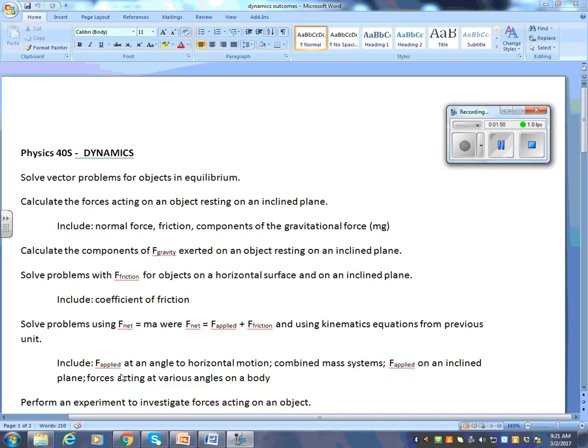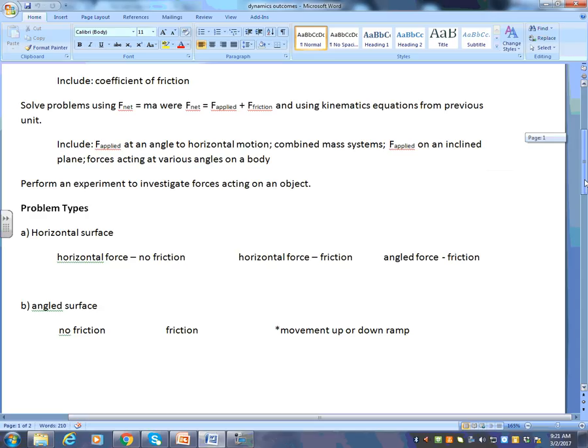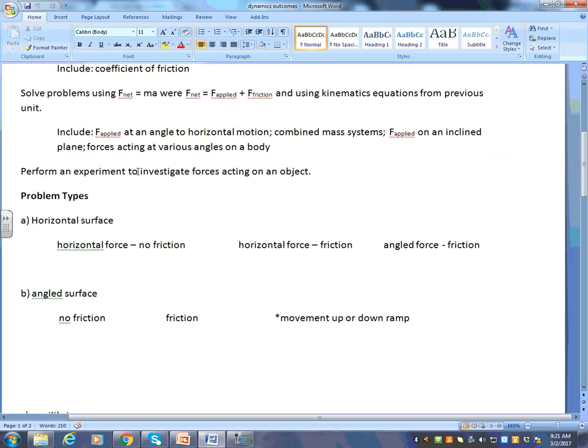Including an applied force at an angle to horizontal motion, combined mass systems, an applied force on an inclined plane, forces acting at various angles on a body, and performing an experiment to investigate forces acting on objects. The first lab of the year will be in this unit.